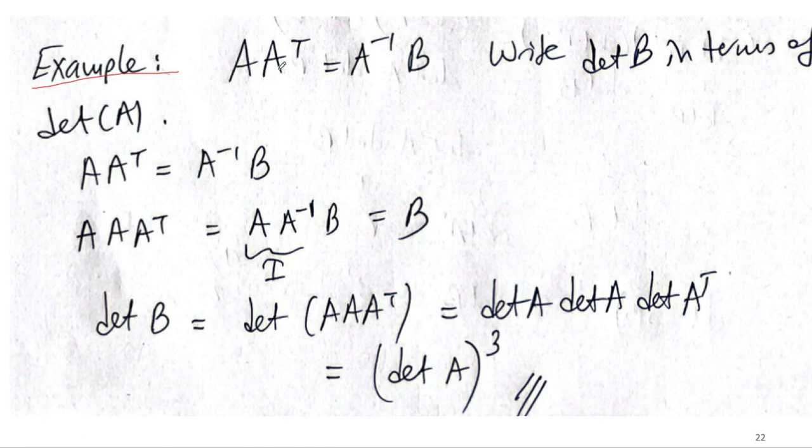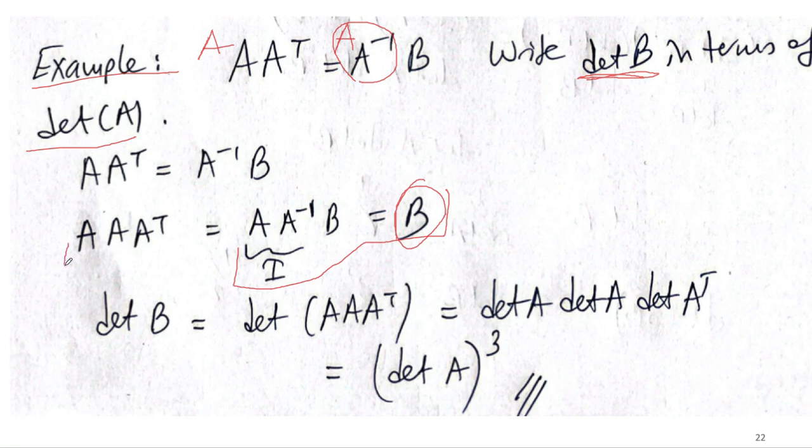Suppose we are given A times A transpose equals A inverse times B. Now, the question is asking, write the determinant of B in terms of the determinant of A. And we can easily do this. First of all, since I'm looking for the determinant of B, we can multiply both sides by the matrix A from the left, and A times A inverse gives identity, and the right hand side becomes just the matrix B. So it is equal to matrix B.